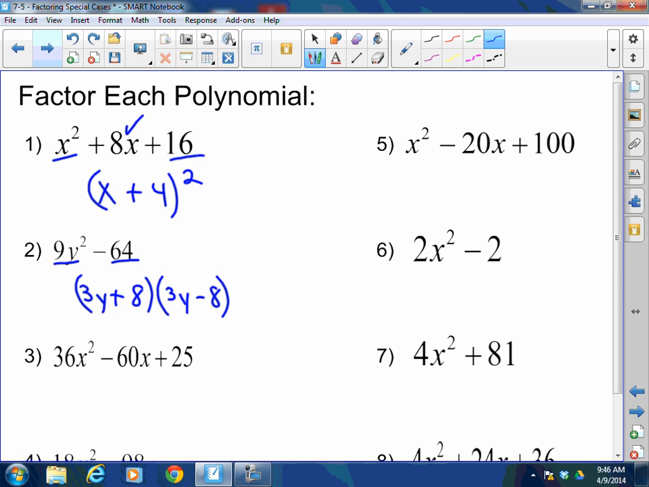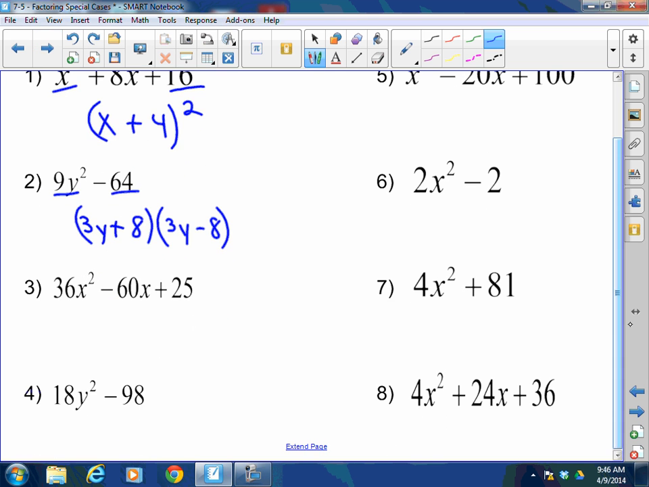Okay. Number 3. Now we get into some larger numbers. Is that a perfect square? 6x, good. Is that a perfect square? Square root of that is 5. What's 6 times 5 times 2? So it's a minus here, squared. Done. Are you guys understanding the rhythm here, my friends?